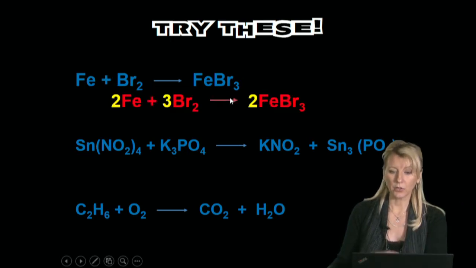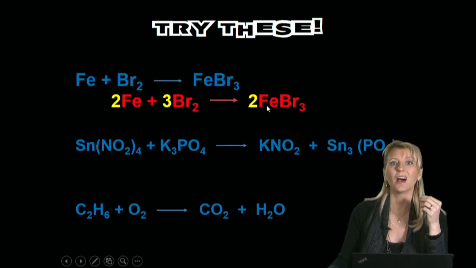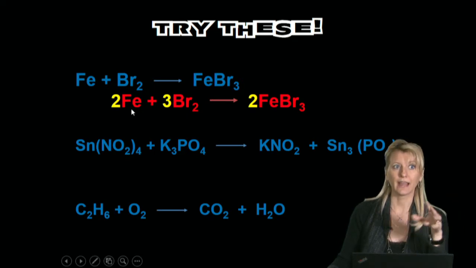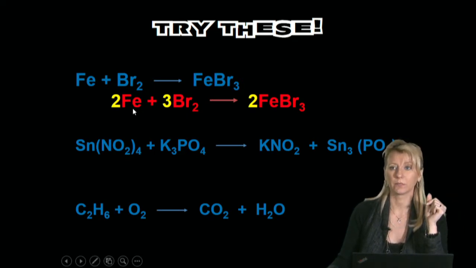But then we get another problem. When I add 2 here, I now have 2 iron. I only had 1 iron to begin with, so now I have 2 here. So that's how you make this one balanced.